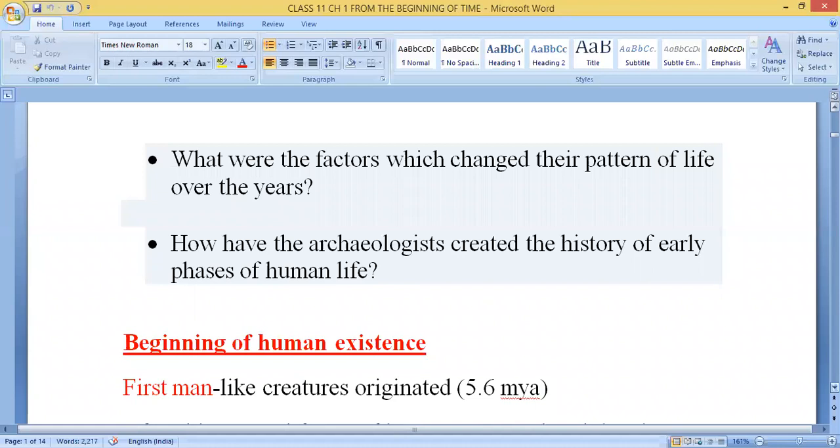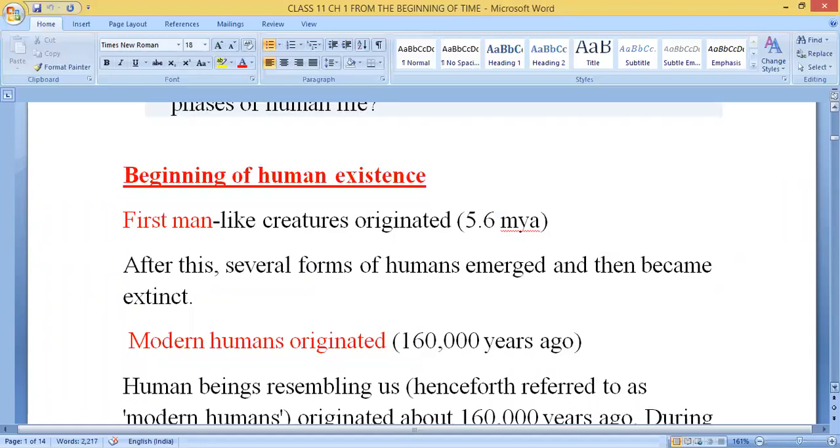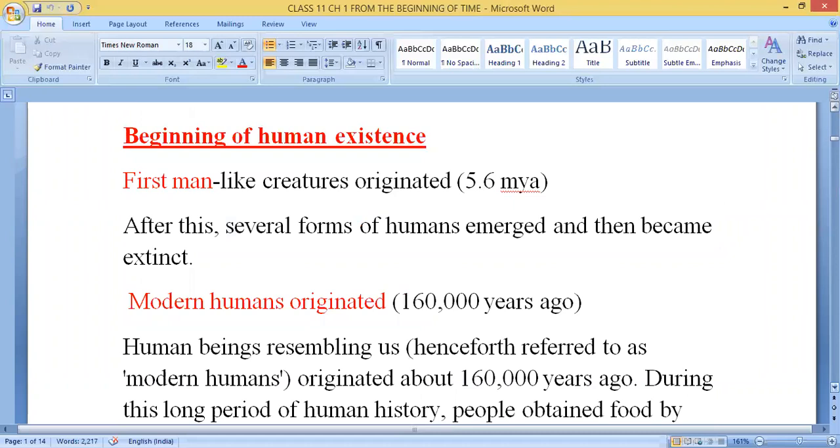So let's start from the very first part of the chapter that talks about human existence. First, man-like creatures originated 5.6 million years ago. Now the term which is used here is MYA. It stands for million years ago. Earlier in your junior classes, in previous years' books, you have studied about CE and BCE. CE stands for Common Era and BCE stands for Before Common Era. In this particular chapter, the term we would be using is MYA, that is million years ago.